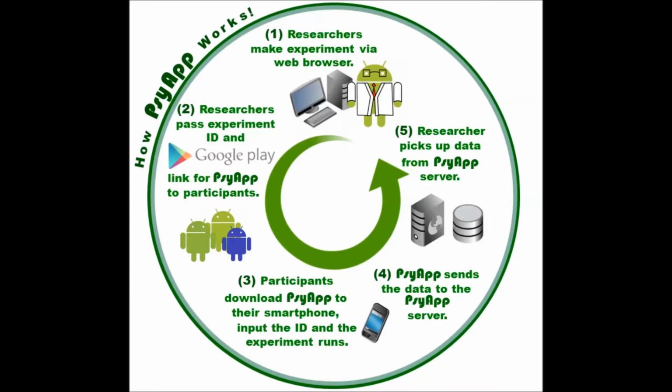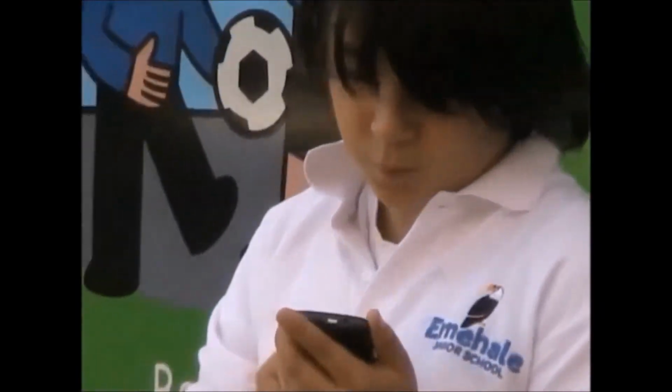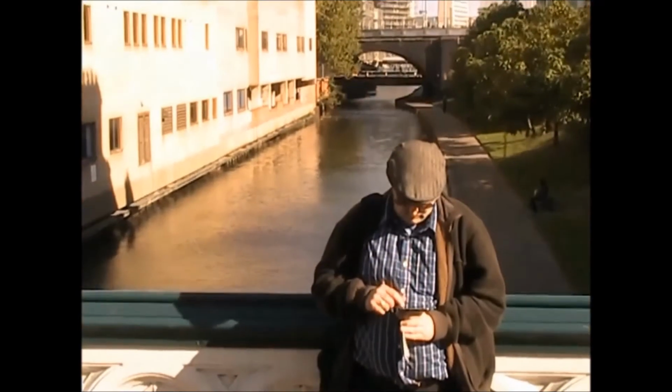So what we've done is we've made it so researchers can make experiments via our web browser system, and when they've saved that experiment, they'll get an experiment ID. All they have to do is get participants to download PsyApp from Google Play and input the experiment ID for their experiment. As soon as they do that, the experiment that they programmed will run at the time and place that they programmed it to run on that participant's phone.